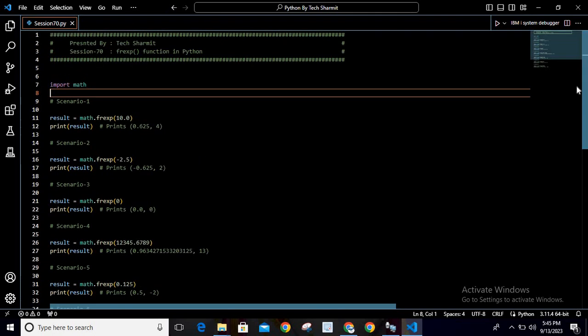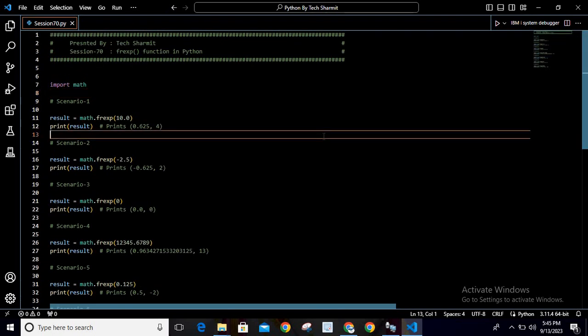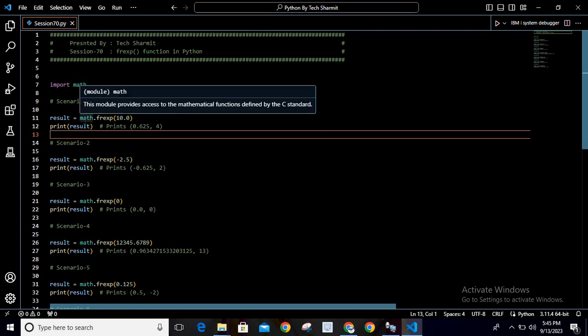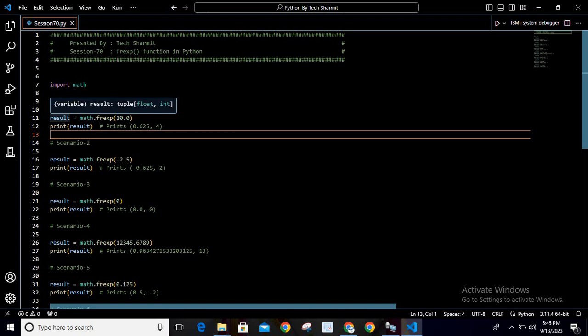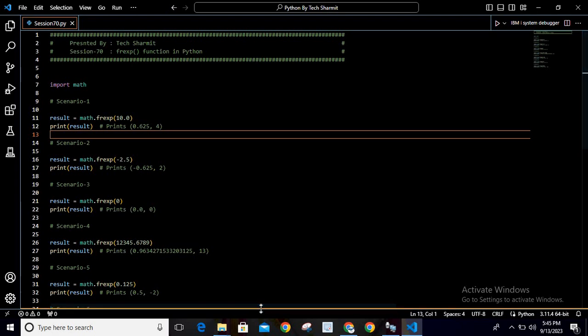One by one, we will discuss each and every scenario with their output. So let's focus on the first scenario. In the first scenario, I'm using one variable, result, to store the retrieved output from this function, and the function is math.frexp, and the value that I am providing to this function is 10.0. What it will do is break down this number into two portions. First one would be the fraction and second one would be the exponent.